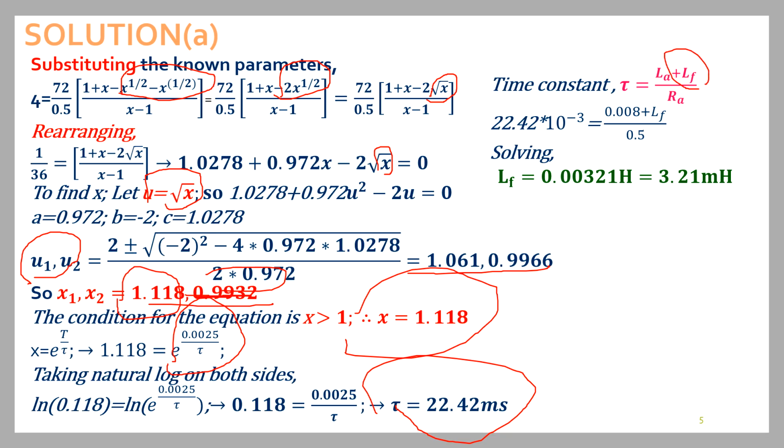As we know, tau is equal to LA, the armature inductance, plus series filter inductance LF, divided by armature resistance. When you substitute the given data, the series filter inductance required to meet this condition is 3.12 millihenry. Let us move to the subdivision.